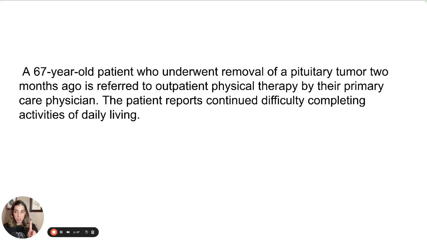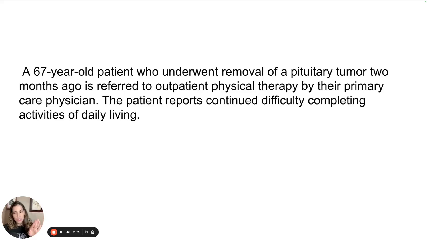We'll see the lead in this particular question. So in this question, we have a 67-year-old patient who underwent removal of a pituitary tumor 2 months ago and is referred to outpatient physical therapy by their primary care physician. So when we're reading this, we're already thinking about pituitary tumor, now we are deep in the brain, maybe areas of optic tract, right? We're formulating the hypotheses.